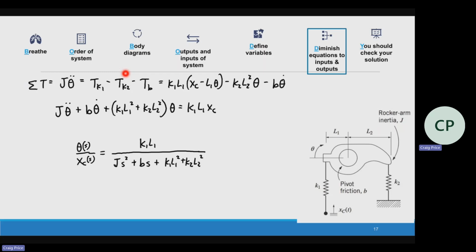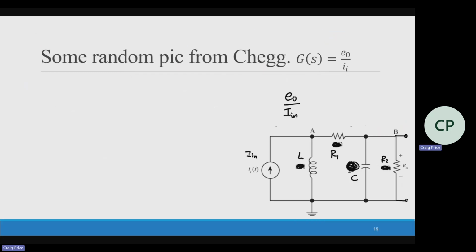Let's see, it's 8:30. Welcome back. This is a random picture I took from Chad. And I want you to solve for E out over I in. I crossed out some things because they had some values. We don't do numbers yet. That comes next, maybe next or the week after. We'll start doing some numbers eventually. But right now I want you to solve the transfer function, E out over I in.